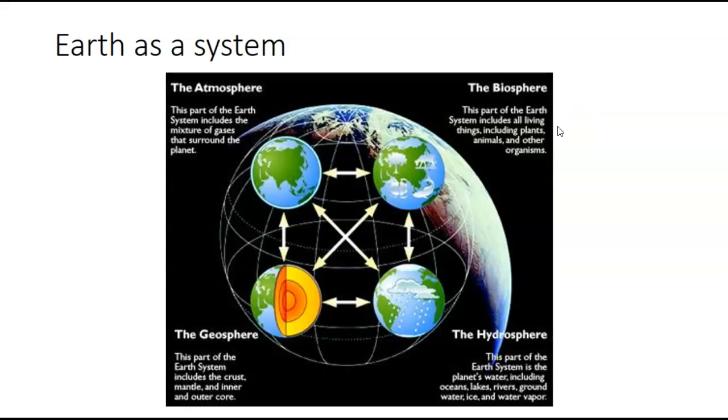The hydrosphere is going to be your water available in the oceans, in lakes, rivers, groundwater, and water vapor. Oftentimes you will also hear about the cryosphere. The cryosphere is part of the hydrosphere, and it includes the frozen water. So, for example, the ice caps.